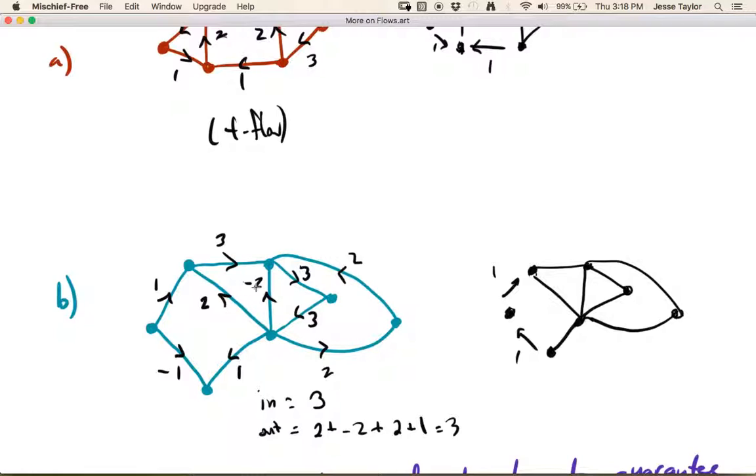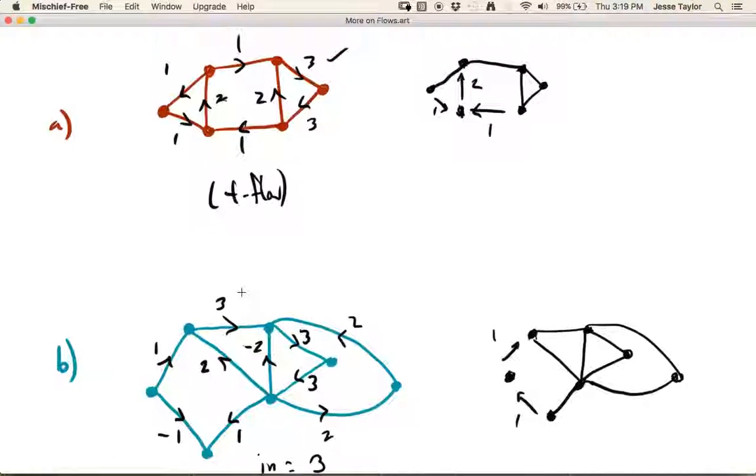Okay, now, I was asking about 6 flows. Well, why am I asking about 6 flows specifically? Why not 10 flows or 3 flows or whatever? Well, if you play around, you might convince yourself that this doesn't have a 3 flow. There's no 3 flow on this graph. Or it doesn't have a 2 flow, for example. Similarly, this one up here doesn't have a 2 flow.